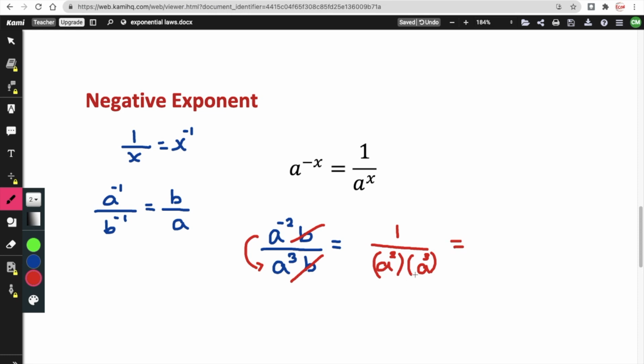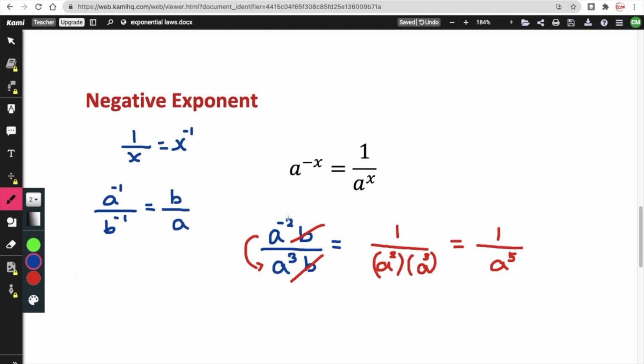Now, following the previous rule, when you have the same base, they both have the same a, you just have to add the exponent. Then it follows that I have 1 over a raised to 5. Okay, this is the first method.